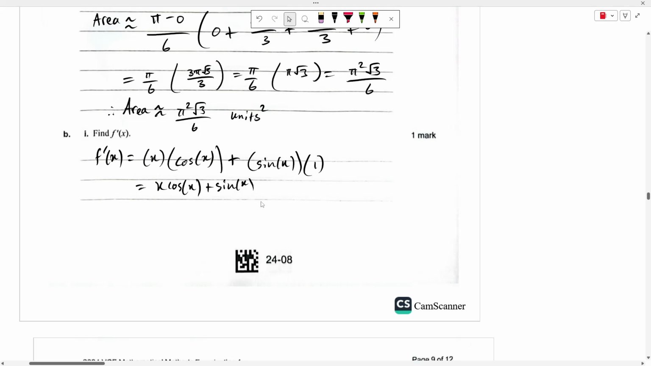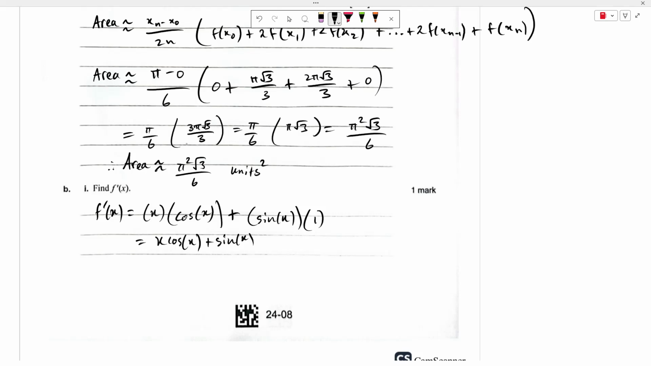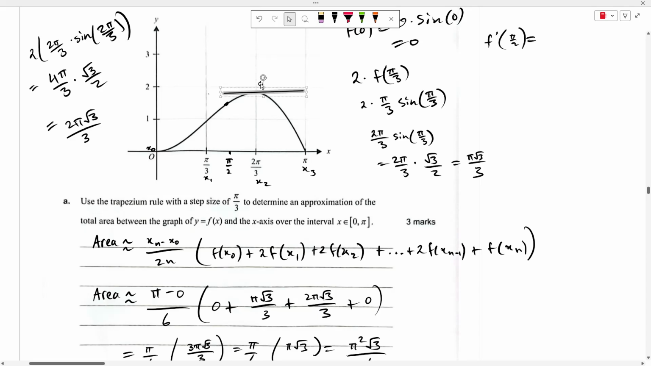So we're going to use this right here. That's going to be pi on 2. So let's go down here and do it actually. F dash of pi on 2 is going to be pi on 2 times cos of pi on 2 plus sine of pi on 2. Now cos of pi on 2 is 0, so that's just 0. And sine of pi on 2 is 1, so this is 1. So the gradient at x equals pi on 2 is actually 1.